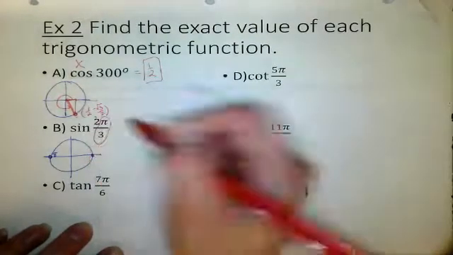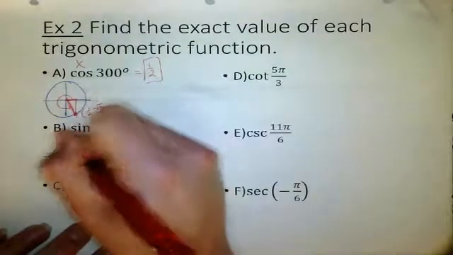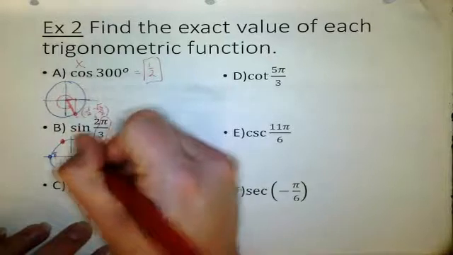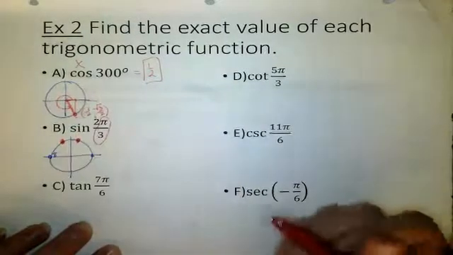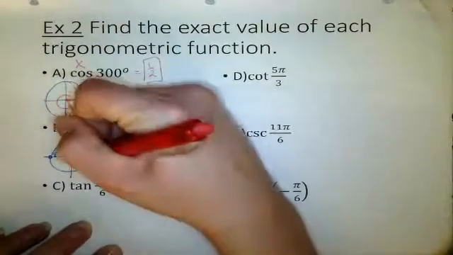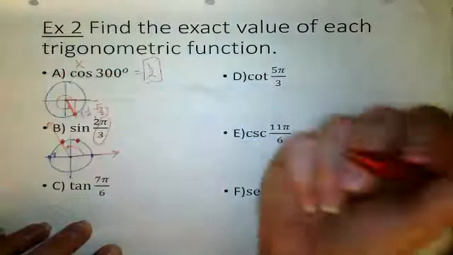Pi divided by 3. So I'm going to cut it into 3 parts. 1, 2, 3. And we want 2 of those. So my initial side is on the x-axis, and I'm opening up. That's going to place me here in the second quadrant.